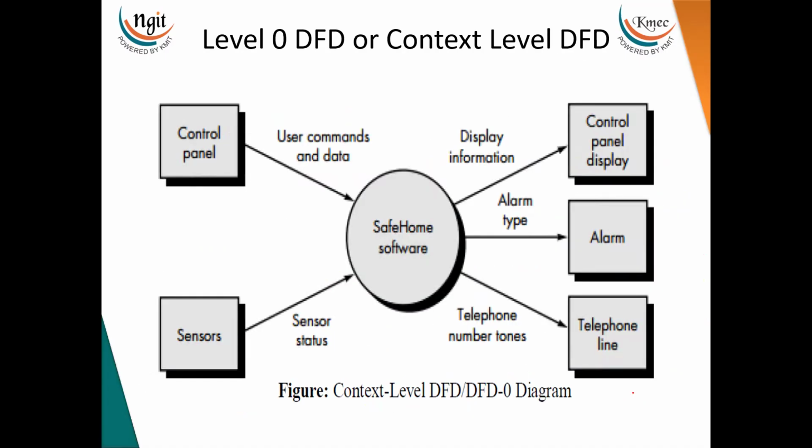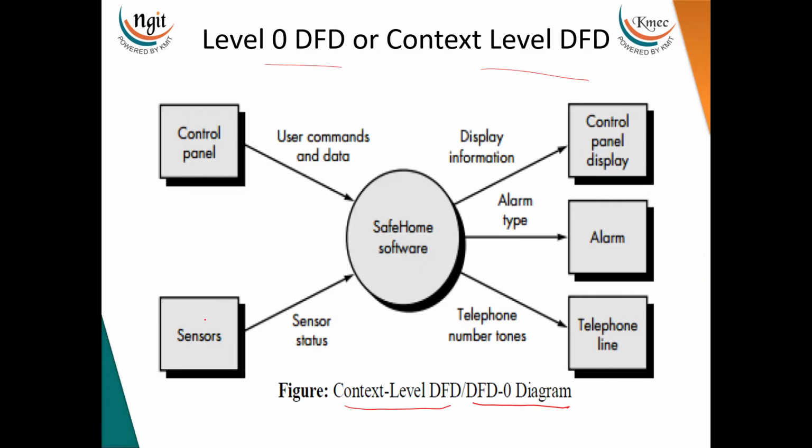If you observe, as we have already discussed, in flow oriented modeling the DFDs, the data flow diagrams, are key, used to complement the existing UML diagrams and provide additional insight. Now you are seeing the context level DFD, which is also called level 0 DFD, that is the DFD 0 diagram. Here also it's represented as level 0 DFD or context level DFD.